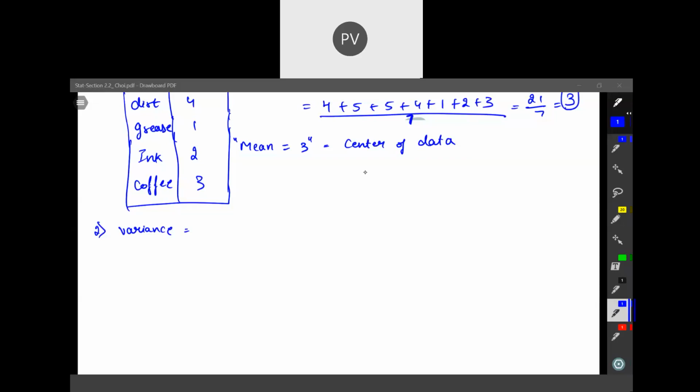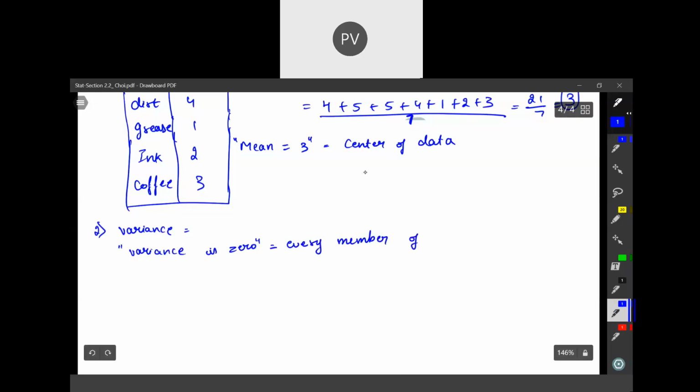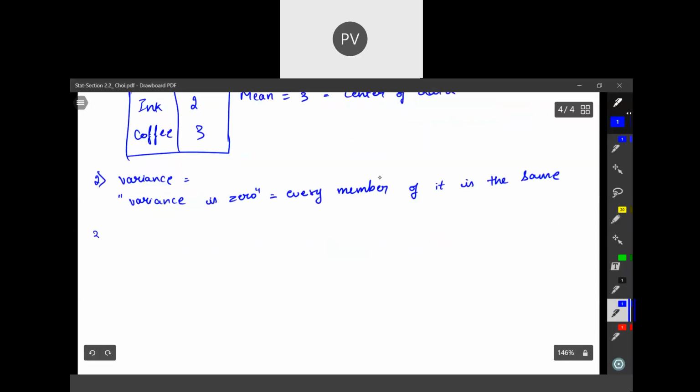Now, why do I want to know the variance? For example, if the variance is 0, what does that mean? If the variance is 0, every member of this data set is the same. There is not much difference in the data values or in the frequencies. It is more of a uniform shape. So if you have a uniform shape, then we say that the variance is 0. And next is distribution, where we saw the different shapes of distributions.